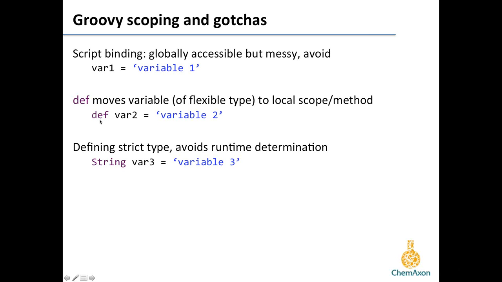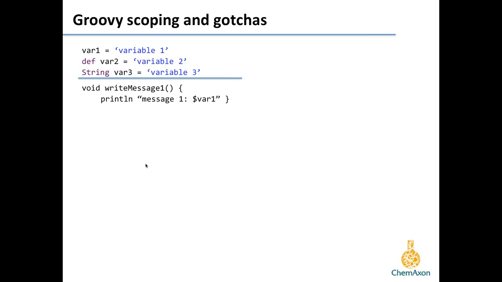We do this via the def keyword. So here we've defined variable2 as var2. If you notice, we haven't actually defined the type of variable, and this means it's flexible. The type will be determined at runtime and can be altered throughout the script. However, if it will forevermore be a particular type of variable, then you can define the strict type, and this avoids the whole runtime determination point of using a flexible type variable. So here we've just said String var3, and by determining the strict type, you are still looking at the local scope.